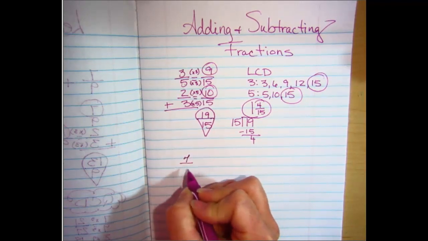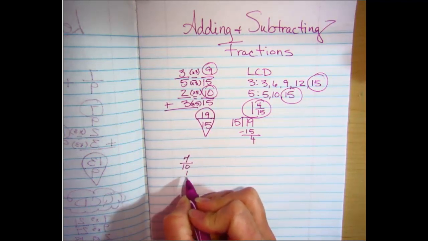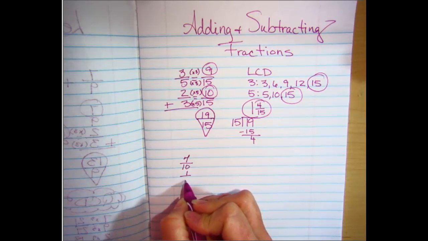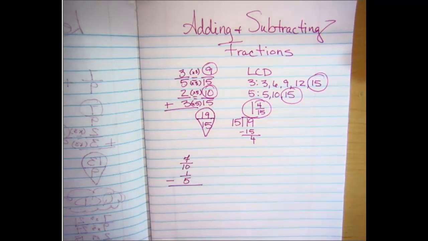How many am I going to have? 1, 2, 3, 4, 5, 6, 7, 8, 9, 10, 11. So 7 tenths minus 1/5.